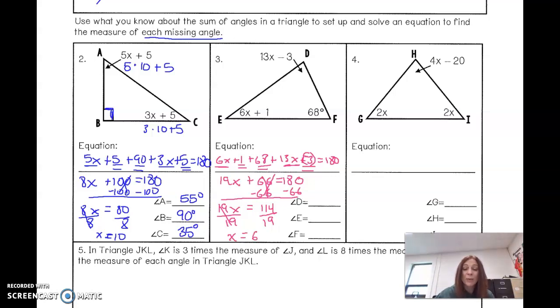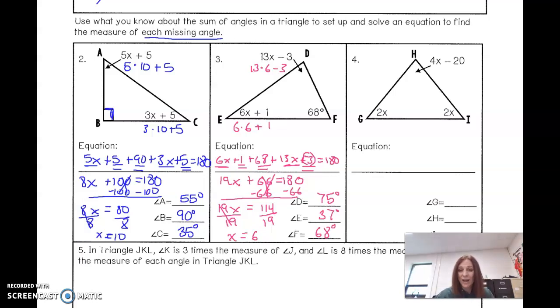Great, x equals 6, but remember, that's not what this is asking. It's asking for the missing angle. So for angle D right here, we can go 13 times what x is, 6, minus 3. Type all that in, and you get 75 degrees. For angle E, 6 times 6 plus 1. 6 times 6 is 36 plus 1 is 37 degrees. And angle F, we don't have the little 90-degree symbol, but we know it's 68 degrees.